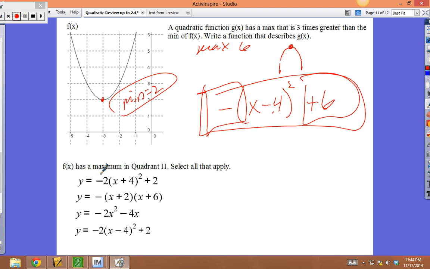Okay, now f of x has nothing to do with this stuff up above it. f of x has a maximum in quadrant 2. Quadrant 2 is this one right here. So if it's got a maximum, then it's going to look something like this. Does this have a max in quadrant 2? You can go left 4, up 2, and it's negative, so yes, that one does.